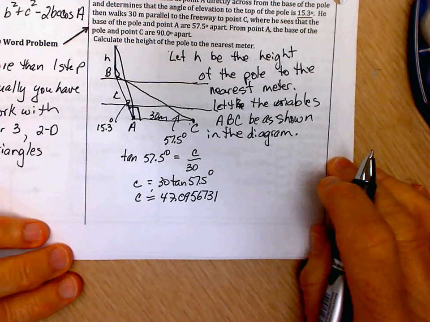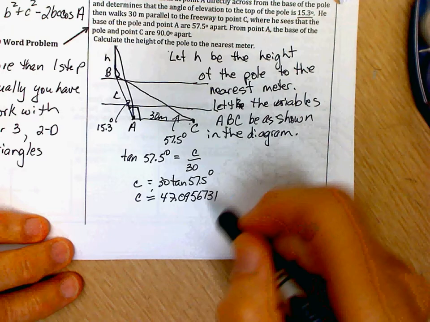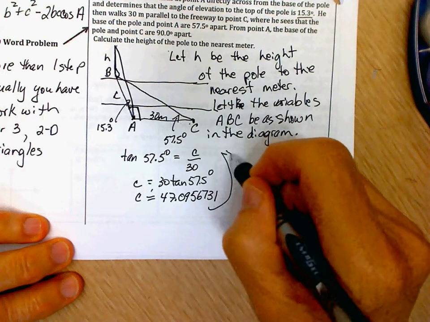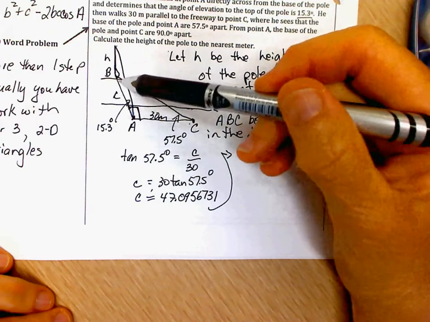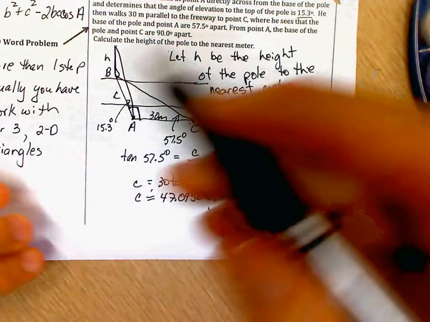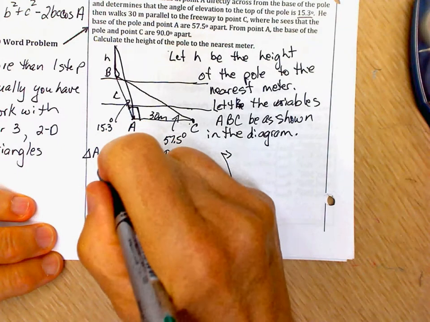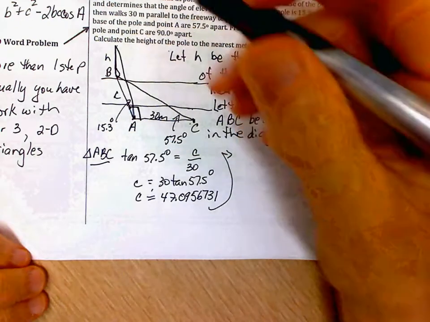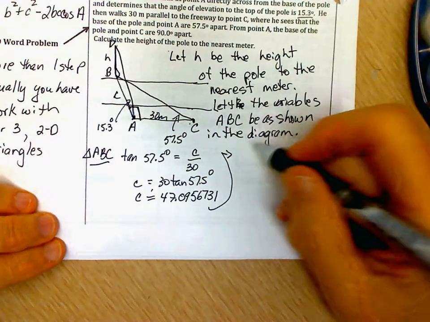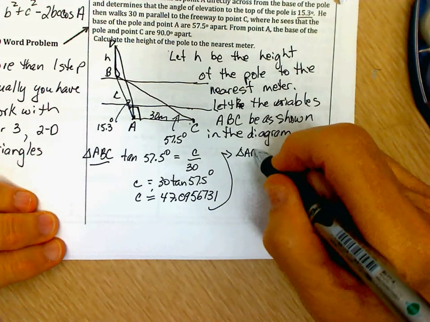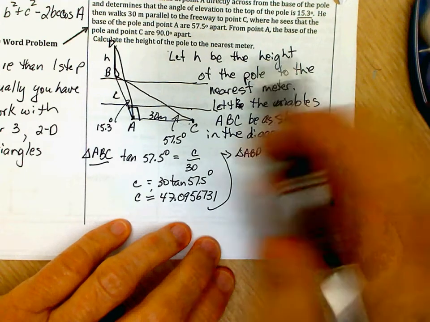Now we can find the height. I'm going to continue my work up here. This is in triangle ABC. We're looking at triangle ABC for this calculation, and for this calculation, why don't I call that triangle ABD? Triangle ABD to find the height. I could have called that little a, but I called it H for height.